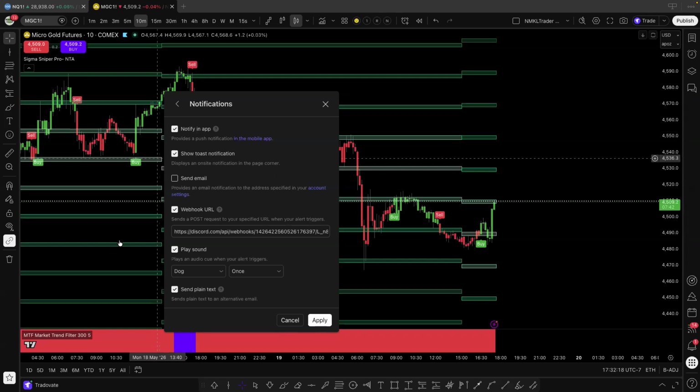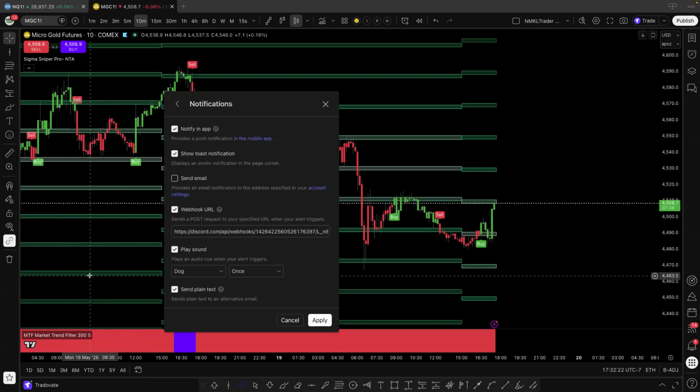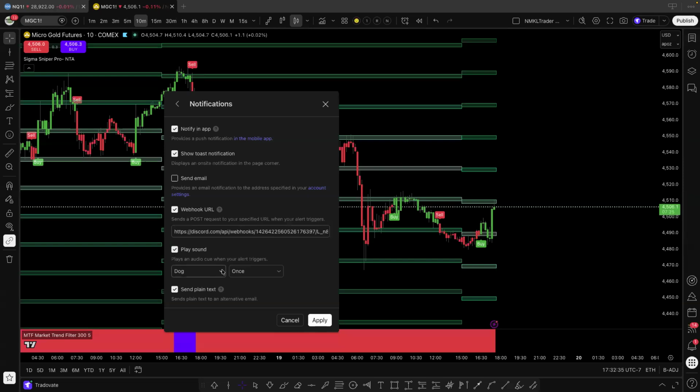Toast notification, I have that selected because it gives me a little alert down here if I'm sitting in front of my computer. Webhook URL, you guys don't use Discord, so don't worry about that one. The sound you want it to play, a chime or a dog or whatever. There's a whole bunch of different selections down here. And then this one is send plain text.